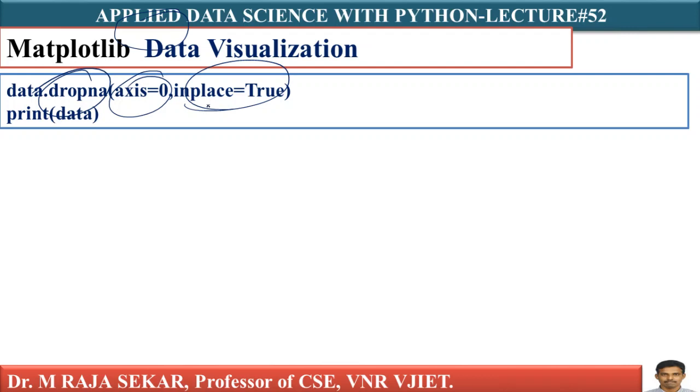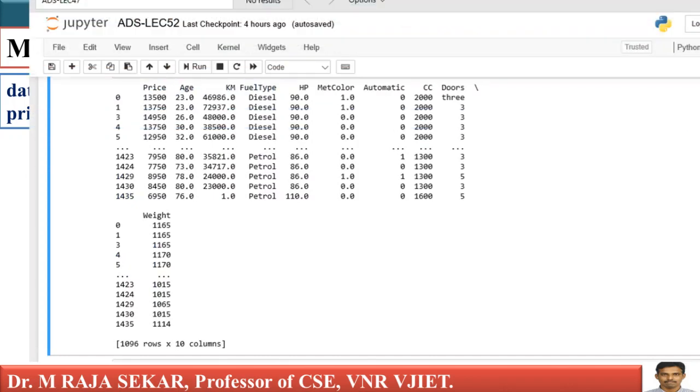What does it mean? Axis equal 0 means that all the rows will be removed wherever there are NaN values. Why? Because all question marks and double question marks are also set to NaN values. Now we are dropping all NaN values, isn't it? If you use inplace equal True, you are making changes, and the changes will get reflected in the data frame itself. This also I discussed in my lecture number 52 itself.